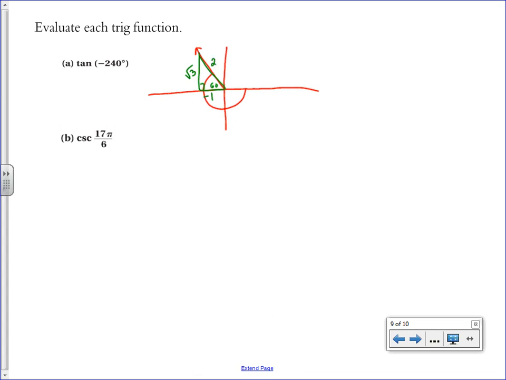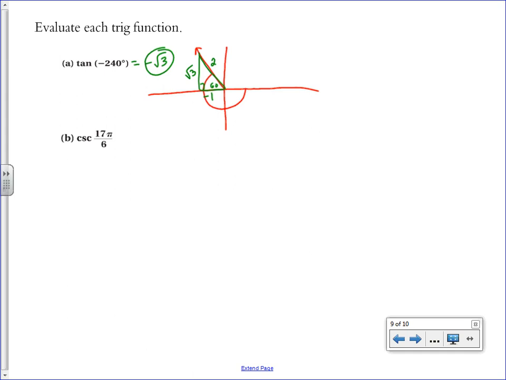And the hypotenuse is 2, so now I can do my tangent, which is going to be y value over the x value, which is root 3 over negative 1, or negative root 3. So you should draw the triangle, draw the coordinate plane, do a little sketch like that. Guaranteed to get it right as long as you can draw that triangle correctly.